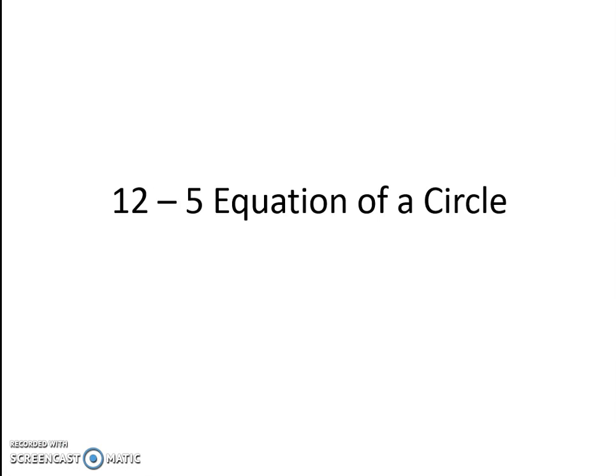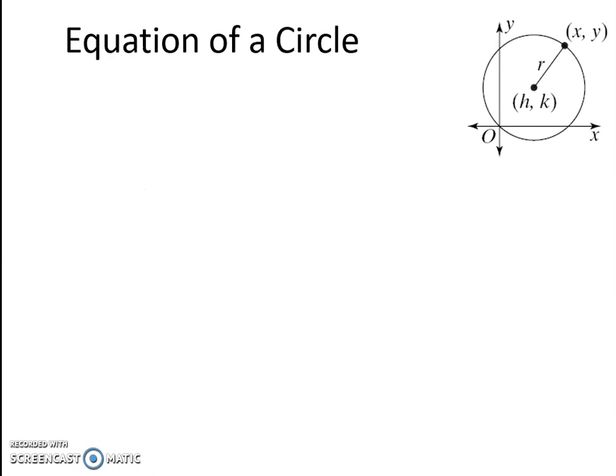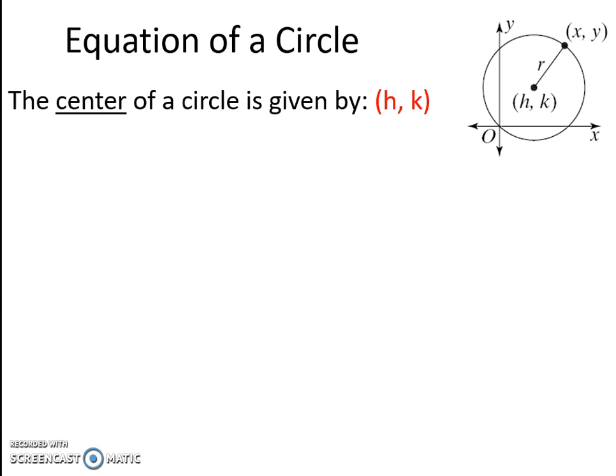12-5 equation of a circle. The center of the circle is given by h and k. So we're going to use h and k instead of x and y, because we're going to use x, y for a point on the circle. This is a radius, the center right here.